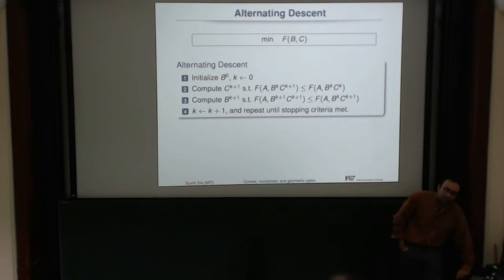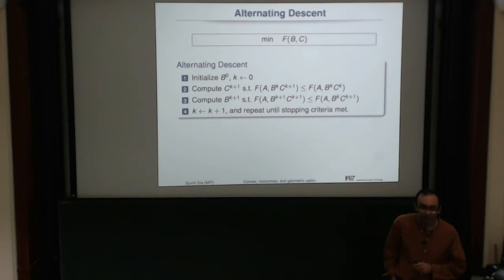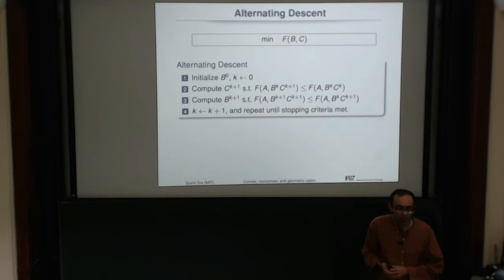So the generic scheme for this type of problem is we're trying to minimize a cost function of two variables, B and C. Remember the cost function was the Frobenius norm squared of A minus B times C. And this is a generic pseudocode here. You somehow initialize, and I'll pause here to tell you, yeah.